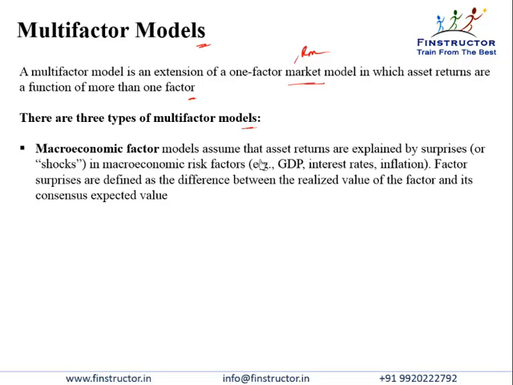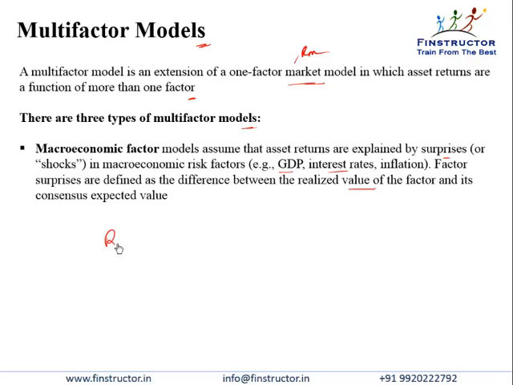Macroeconomic factor models assume that the returns are explained by surprises or shocks in the macroeconomic risk factors. So if GDP underperforms or outperforms, similarly if interest rates go up or down by more or less than expected, if inflation is more or less than expected, then that will cause a deviation from the expected return. Factor surprises are defined as the difference between the realized value and its consensus expected value.